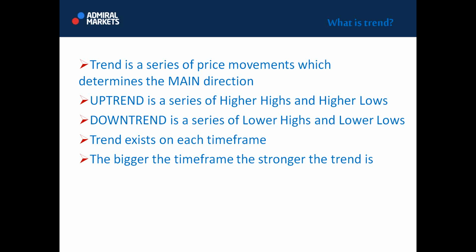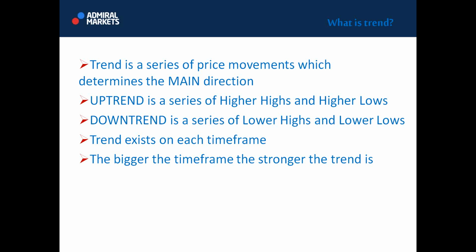So a trend is a series of price movements which determines the main direction. That is my definition of a trend, and that is the pure truth. In its sense, it can be upward, it can be downward, and it can be sideways. When I talk about trend, I won't say that a sideways trend is a trend. A sideways trend is called a ranging market. So we do not want to define a sideways market as a trend.